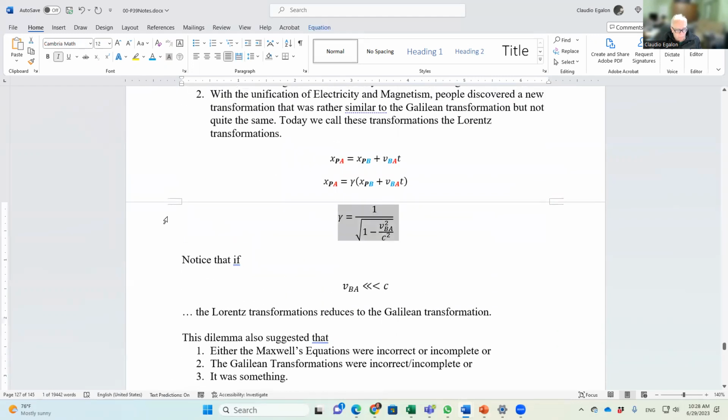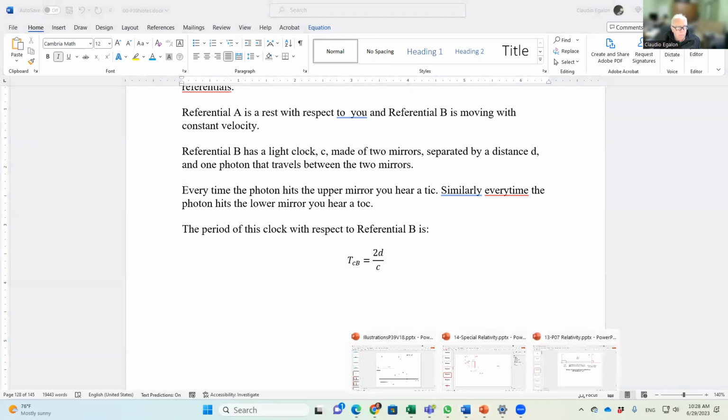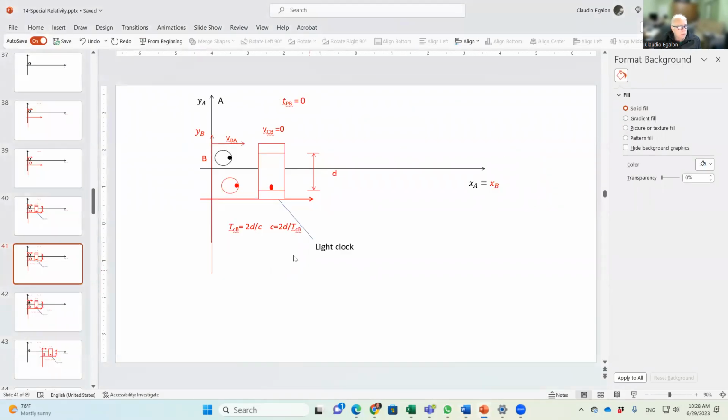Let's get our equations here, and I'm going to write that down. Period of the clock with respect to B. That's the notation I'm going to use. The period of the clock with respect to B is going to be 2D divided by C. And now we're going to repeat for the other observer.